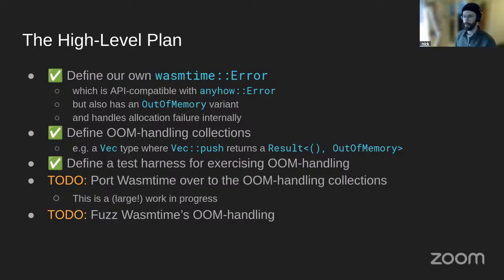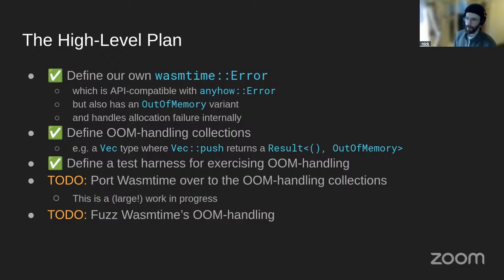And then we also need a test harness for exercising OOM handling. We'll get more into this a little bit later. And so all those things are done and landed. What's basically in progress now is going through all the stuff that we need in Wasmtime, going module by module, function by function, and switching things over to using the OOM-handling Vec, adding an OOM test for that code path, and going until that passes and then we land that, etc.